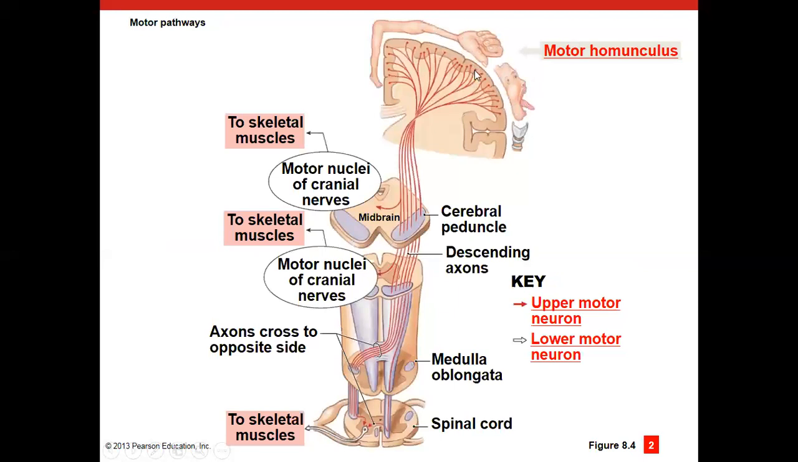Basically, if there's motor neuron cell bodies here, this pathway that the axons take will end up heading to a skeletal muscle in the hand. Or if it was here, it would be headed to skeletal muscle in the forearm, or skeletal muscle in the upper arm. Right, here's the upper leg and lower leg.